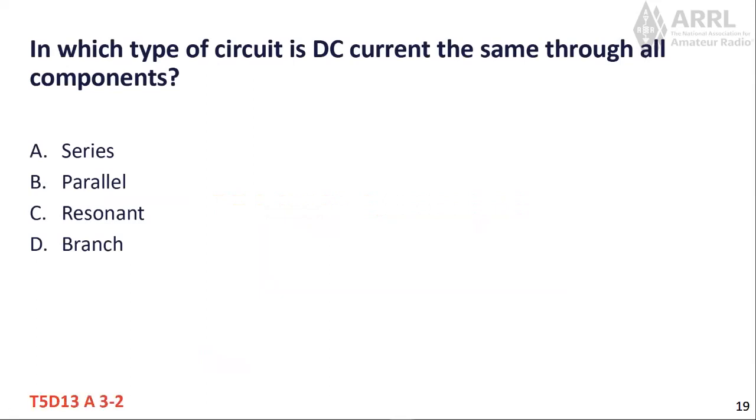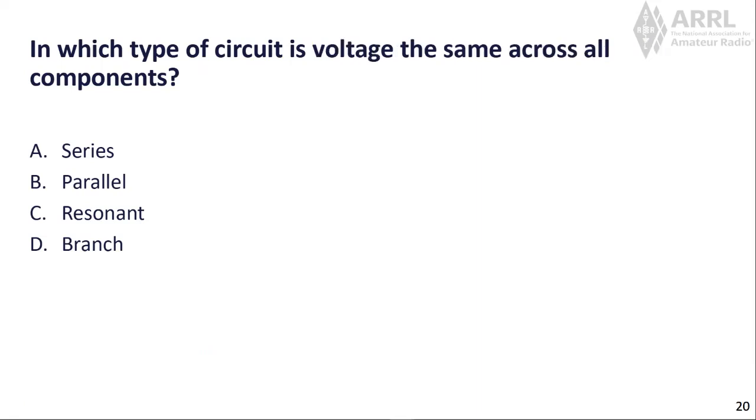In which type of circuit is DC current the same through all components? The current is the same in a series circuit. In what type of circuit is voltage the same across all components? The voltage is the same in a parallel circuit.